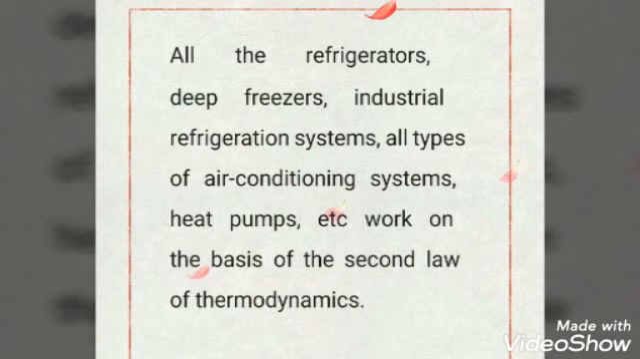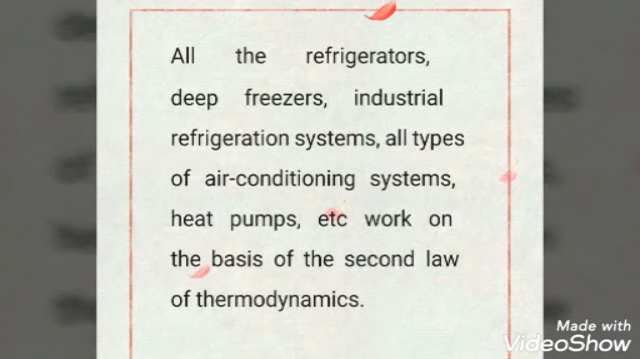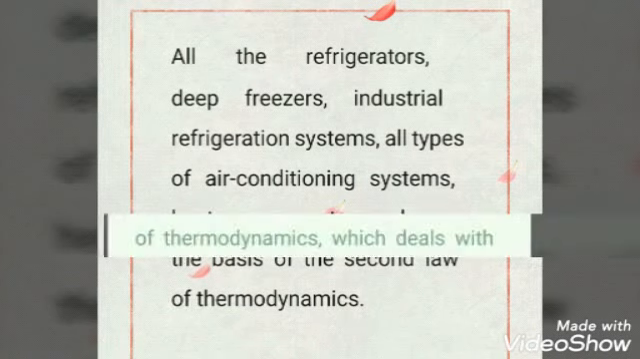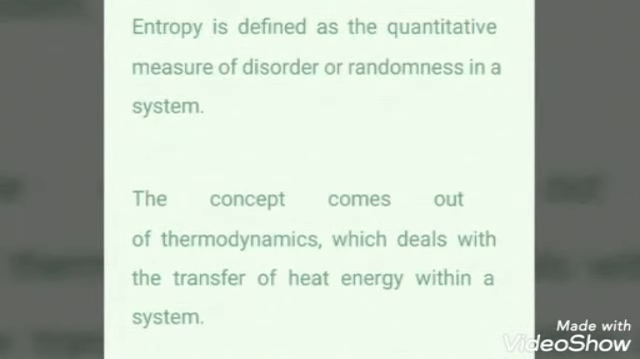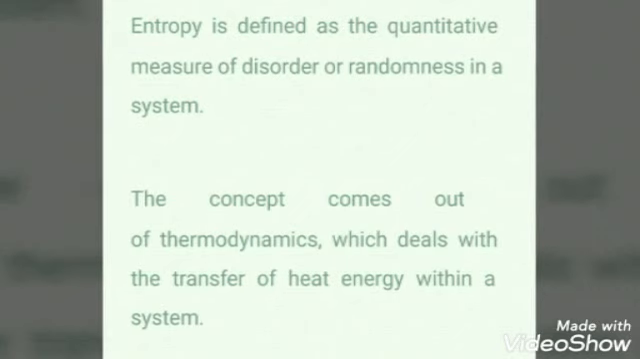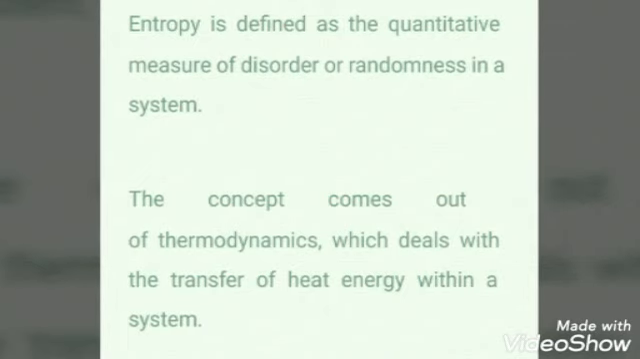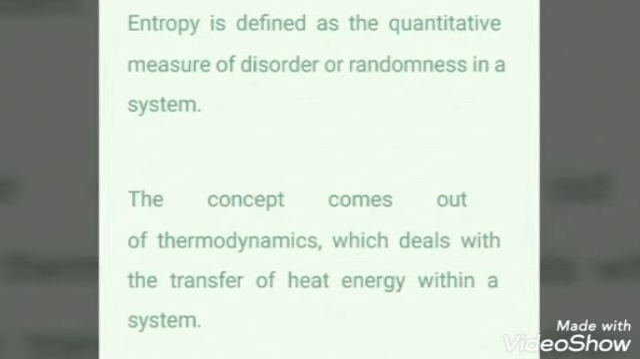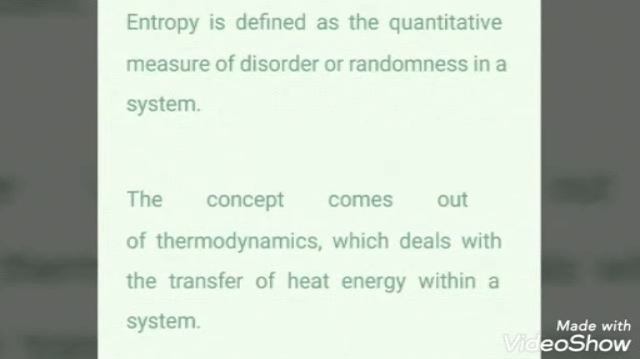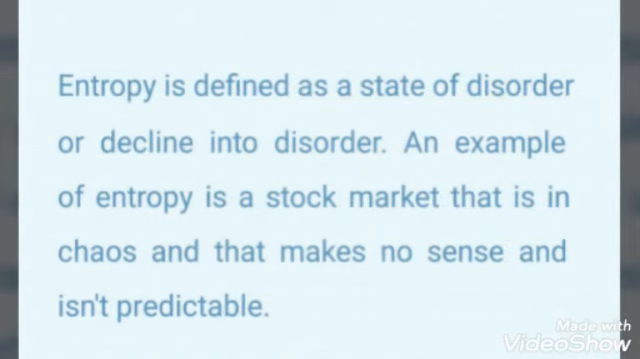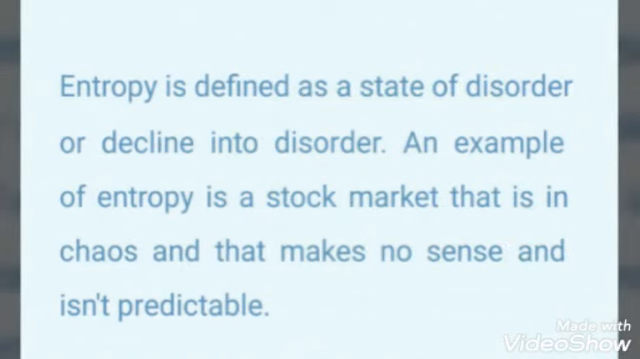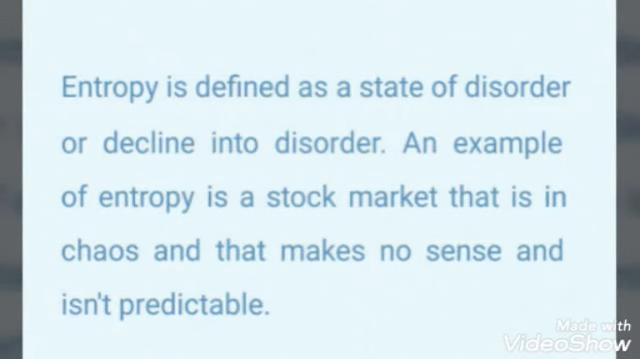The second law of thermodynamics introduces a new concept, entropy. What do we mean by entropy? Entropy is defined as the quantitative measure of disorder or randomness in a system. The concept comes out of thermodynamics, which deals with the transfer of heat energy within a system. Entropy is defined as a state of disorder or a decline into disorder. An example of entropy is a stock market that is in chaos, makes no sense and is not predictable.